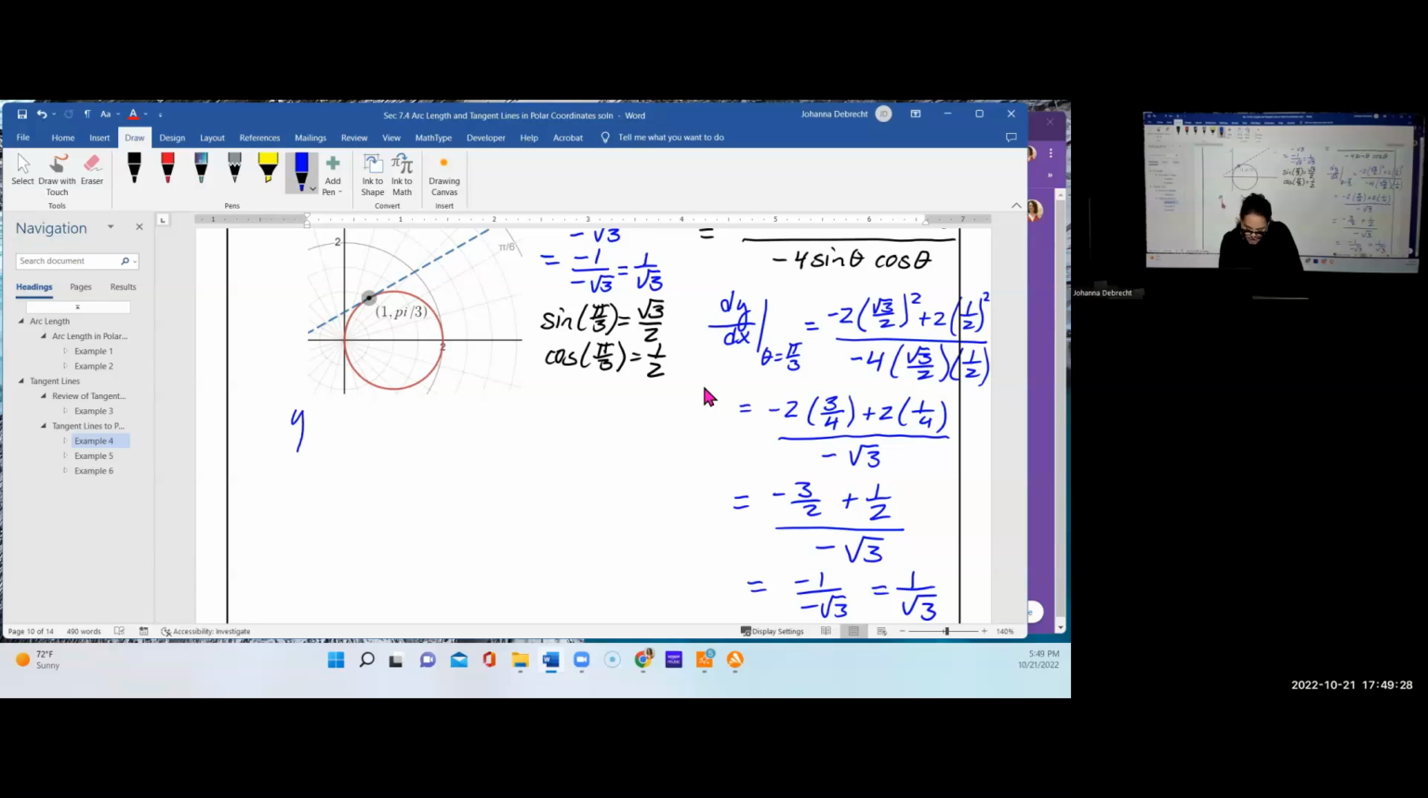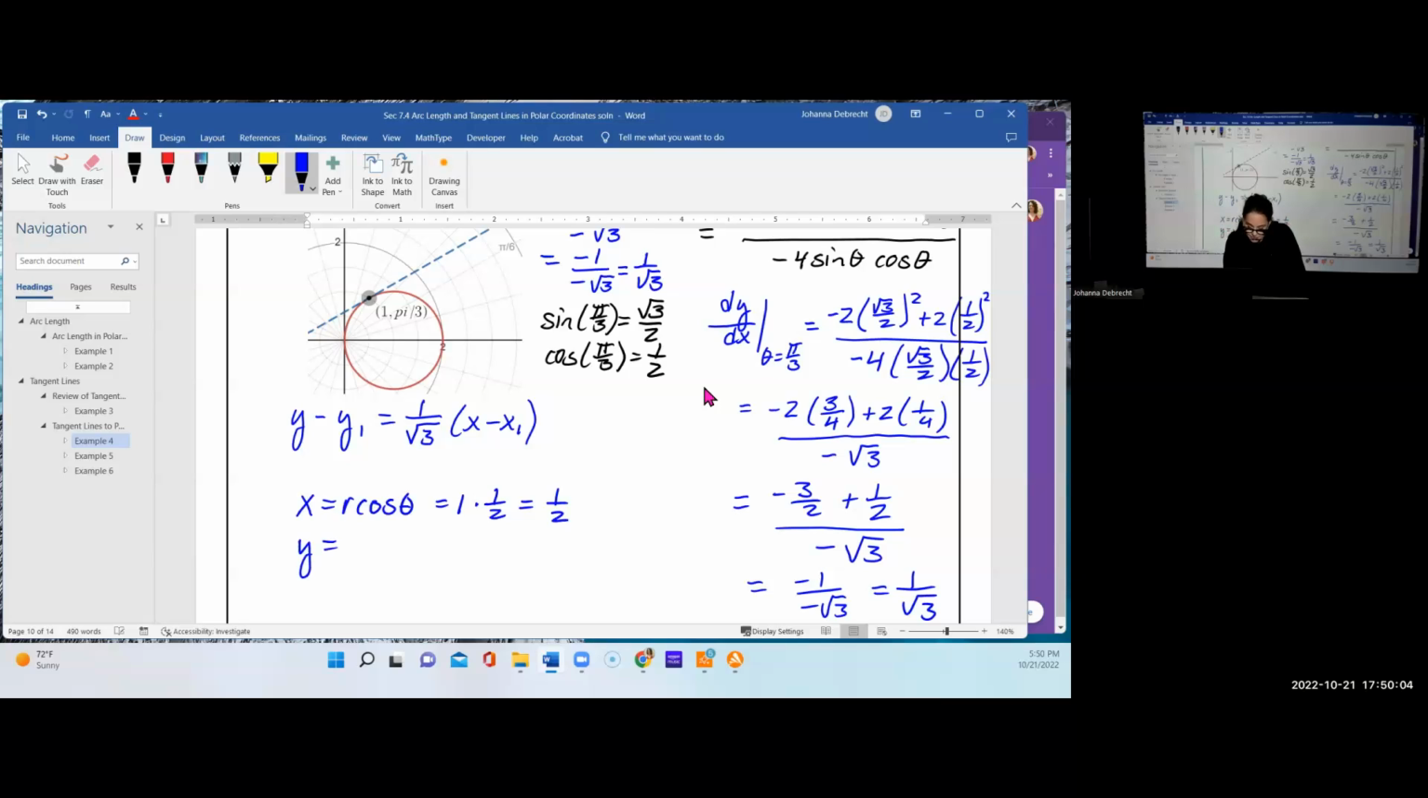So what I have so far is y minus y1 equal 1 over the square root of 3, x minus x1. I need to find the x value and the y value at that point. How do I do that? Well, I know how to do that. X is r cosine theta. And I know that r at that point is 1. And I know that the cosine of pi over 3 is 1/2. So this is at the coordinate 1/2.